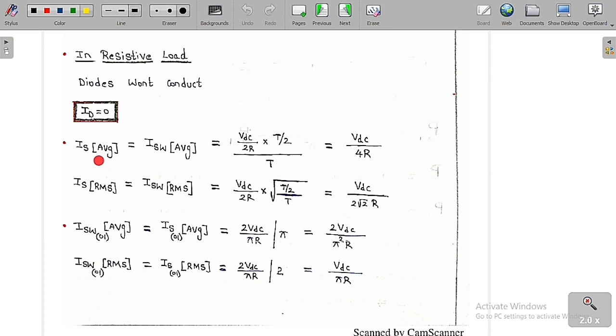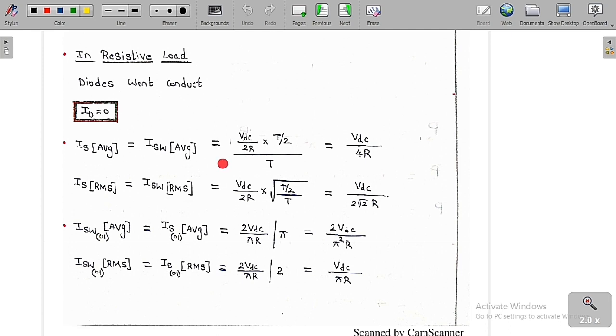So now I want to find the average value of the source current. The average value of the source current is equal to the average value of the switch current, because both are the same. The source current is always equal to the switch current. So you can see clearly from the graph.